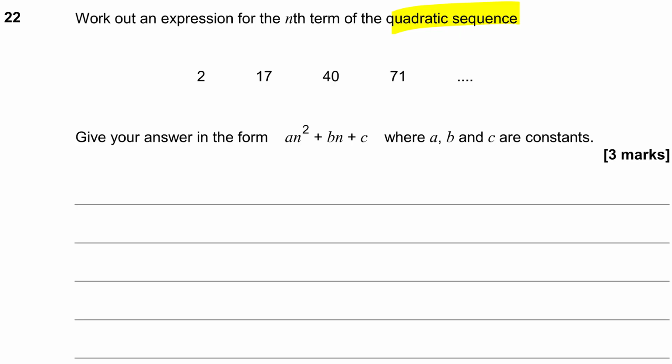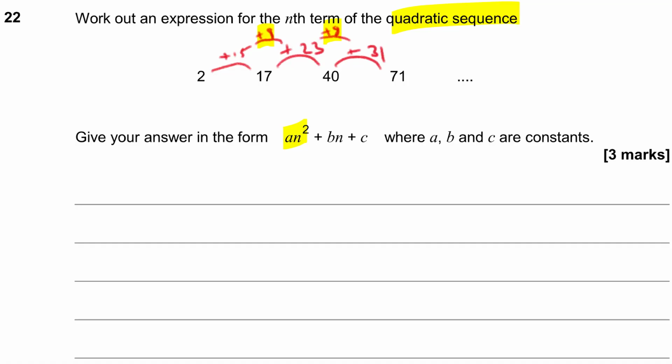Now, to find the an squared part of a quadratic sequence, the thing you need to look at first is the second differences. The first differences are the differences between your numbers. Here I've got plus 15, then plus 23, then plus 31. The second differences are the differences of your differences. From 15 to 23 is plus 8, and from 23 to 31 we've also got plus 8. So I've got a common second difference of plus 8.